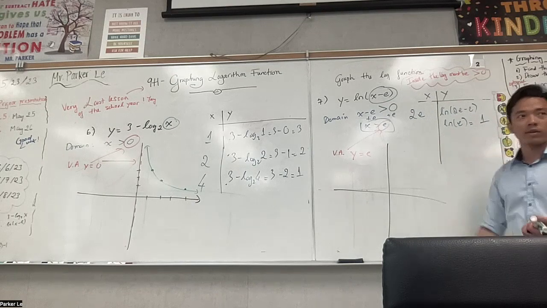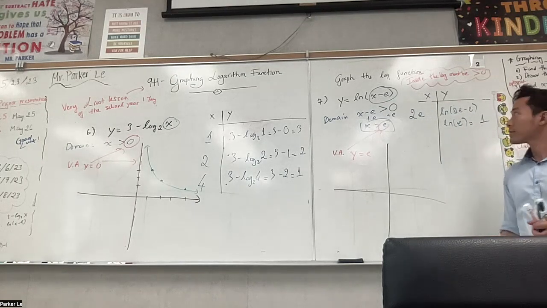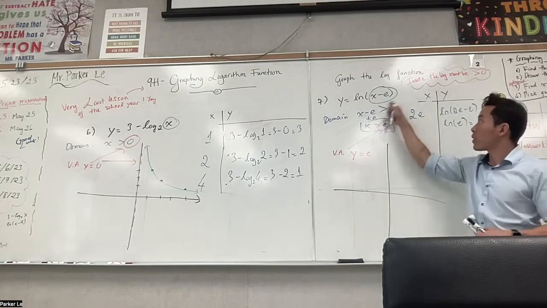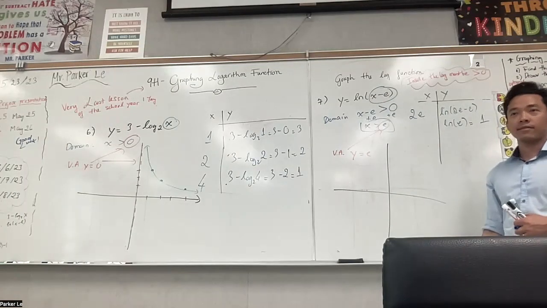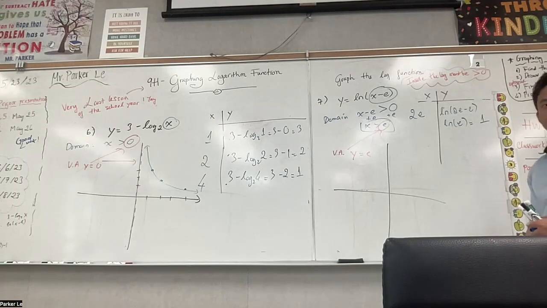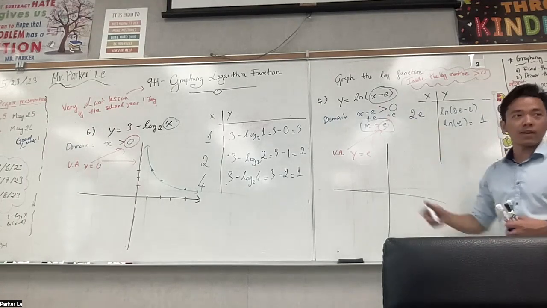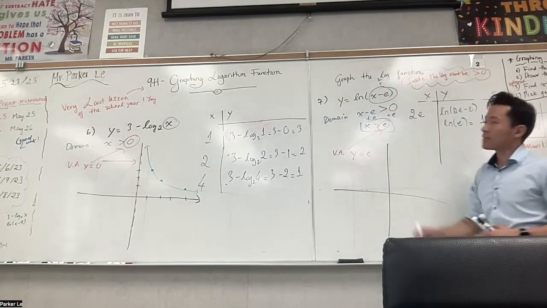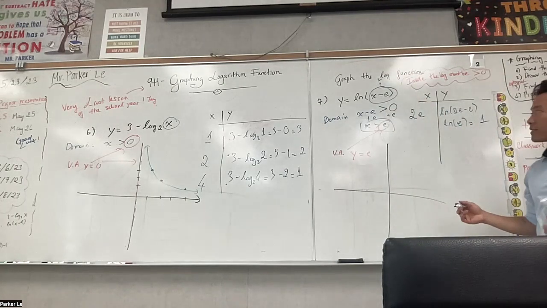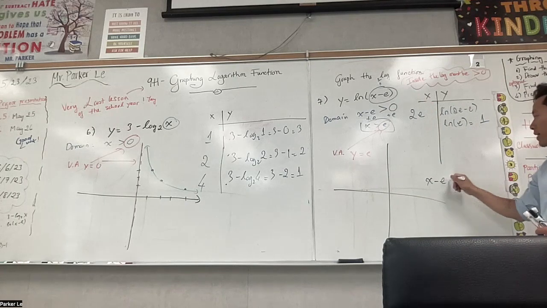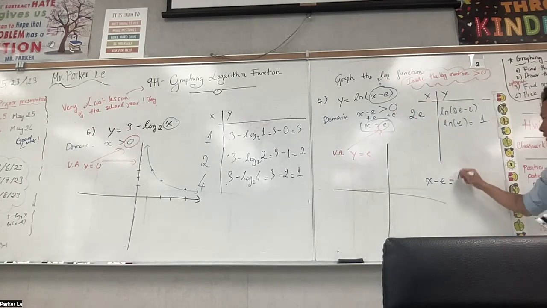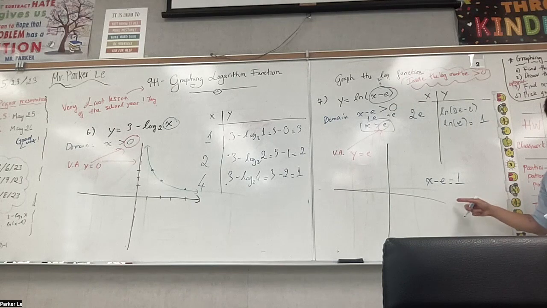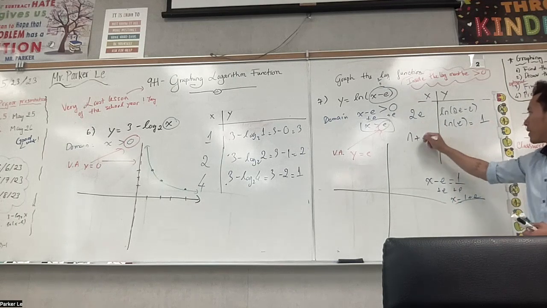What is the next best one? What is the other one? How can you make this one equal to 1? If you plug in e, e minus e is 0. I want this one to be 1. Just solve that. I want x minus e to be 1. How can I solve this? Plus e. So x equals 1 plus e.